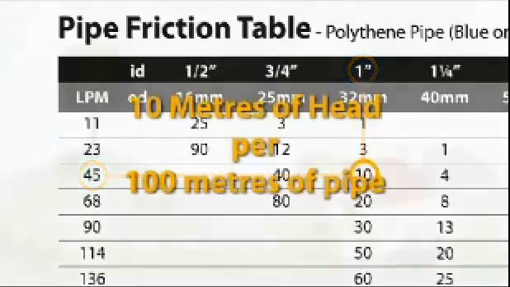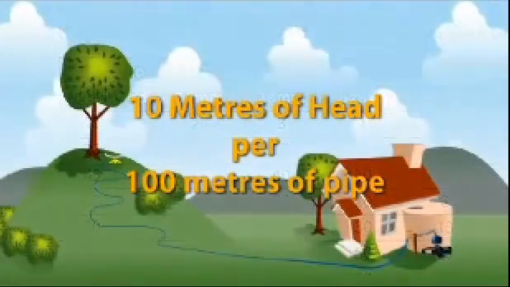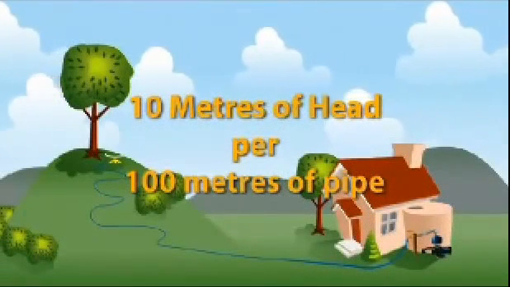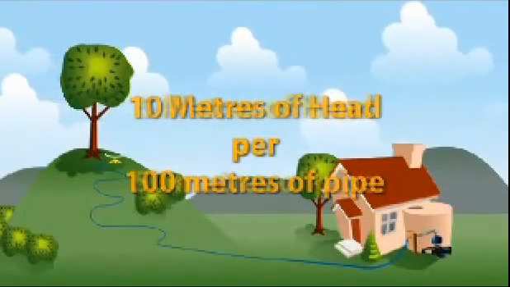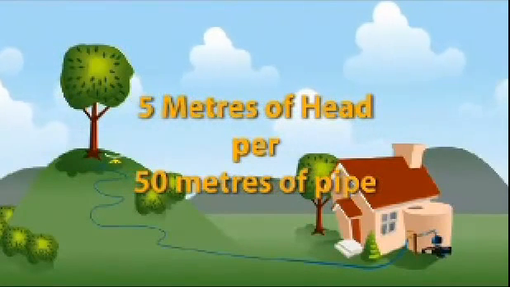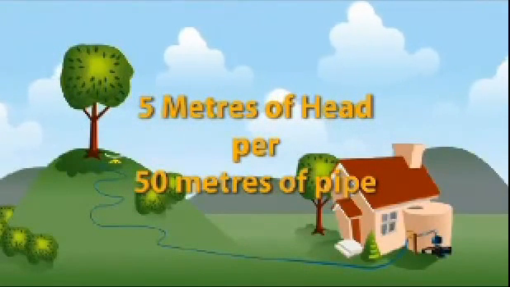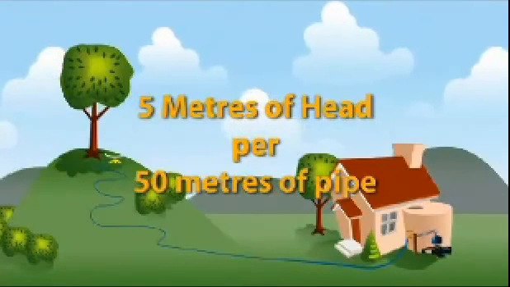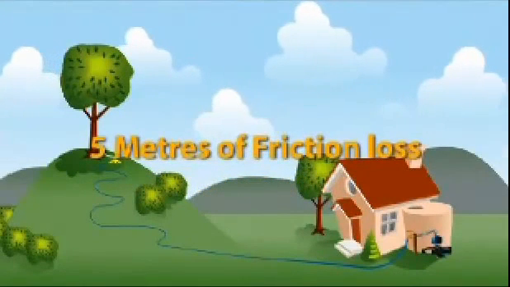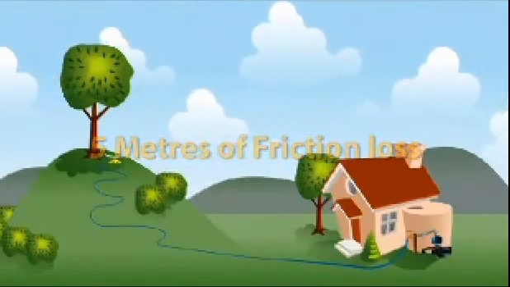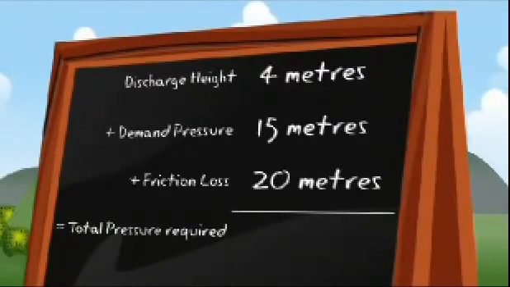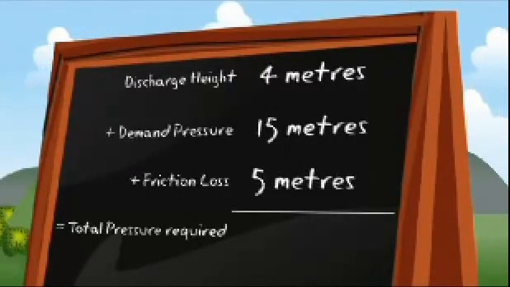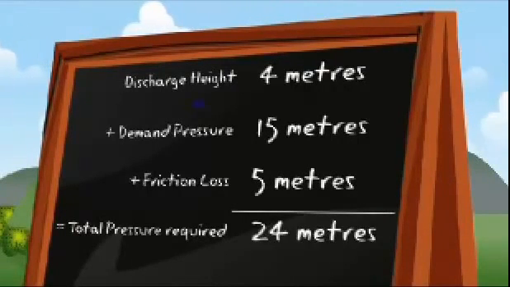However, as we know, in this chart, all values apply to 100 meters of pipe. In Auntie Flo's case, she only requires 50 meters of pipe. Therefore, we must halve the value. Half of 10 is 5. 5 meters is therefore our friction loss. In our calculations, we change our friction loss from 20 meters to 5 meters. Add these three amounts together and we have the new total amount of head or pressure required. In this case, 24 meters.